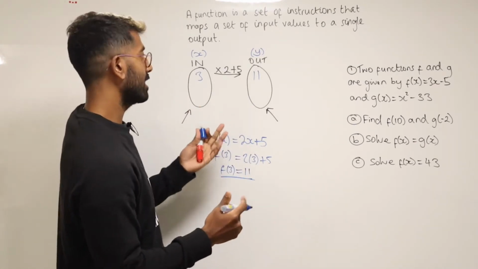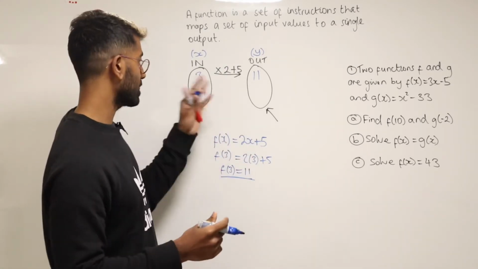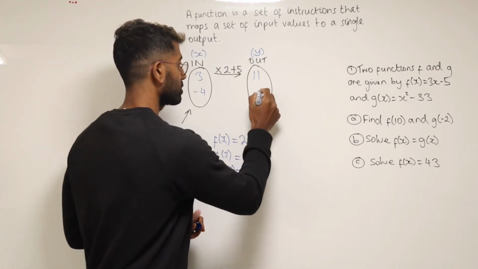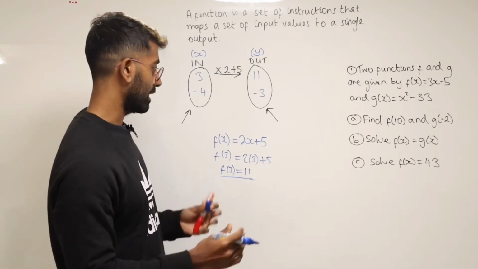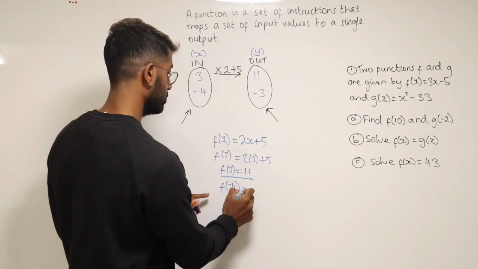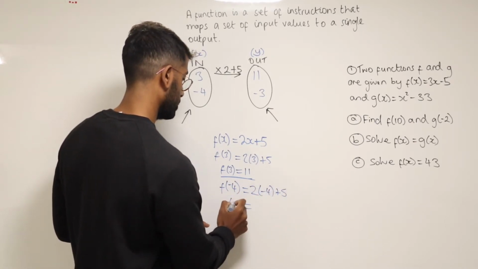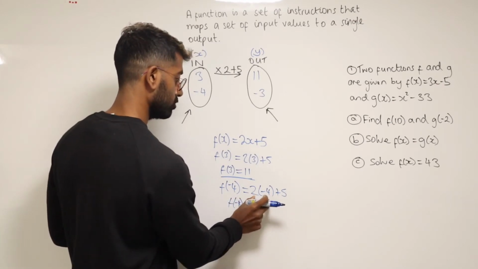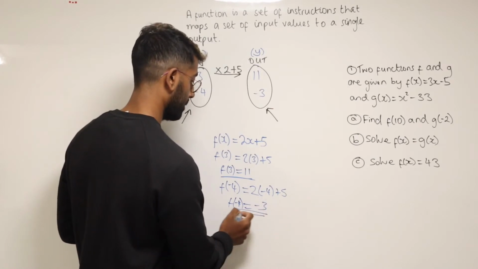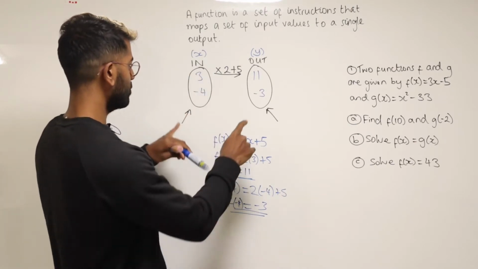Let's do this one more time. Let's choose a different input value. Maybe let's try negative 4. So we'll do minus 4 times by 2, which is minus 8, and then add 5, which will give us minus 3. How do we show this using our function notation? We'll show that f of minus 4 is equal to 2 lots of negative 4, add 5. So f of minus 4 is 2 lots of minus 4, which is minus 8, plus 5 is minus 3.